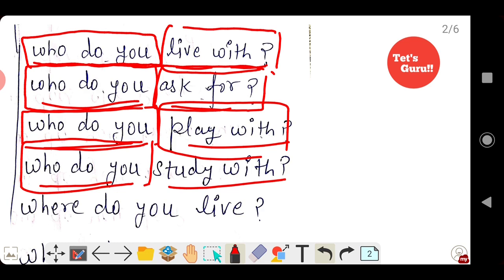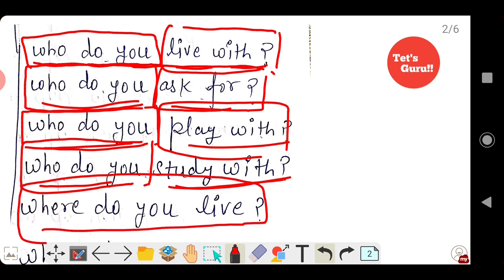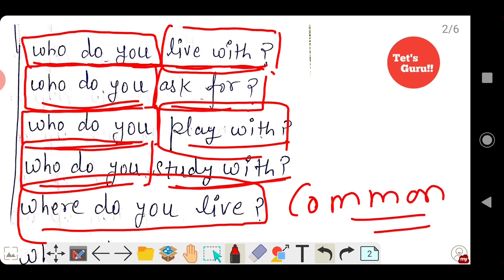Who do you live with? Who do you ask for? Who do you play with? Who do you ask for? It is ask. Just take care about your pronunciation, because this is very important as well. Who do you study with? Where do you live? This is very common, friend. Almost a second sentence you use often.